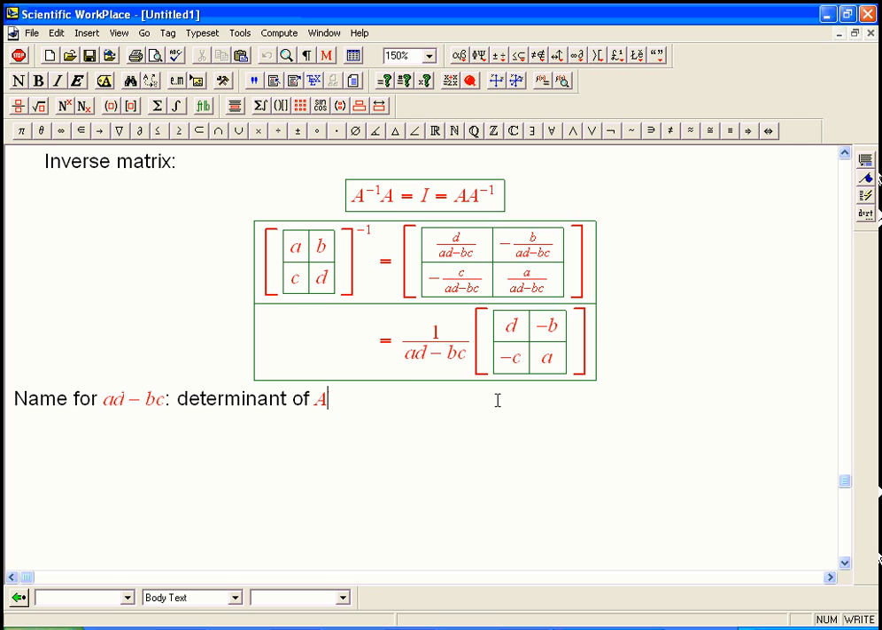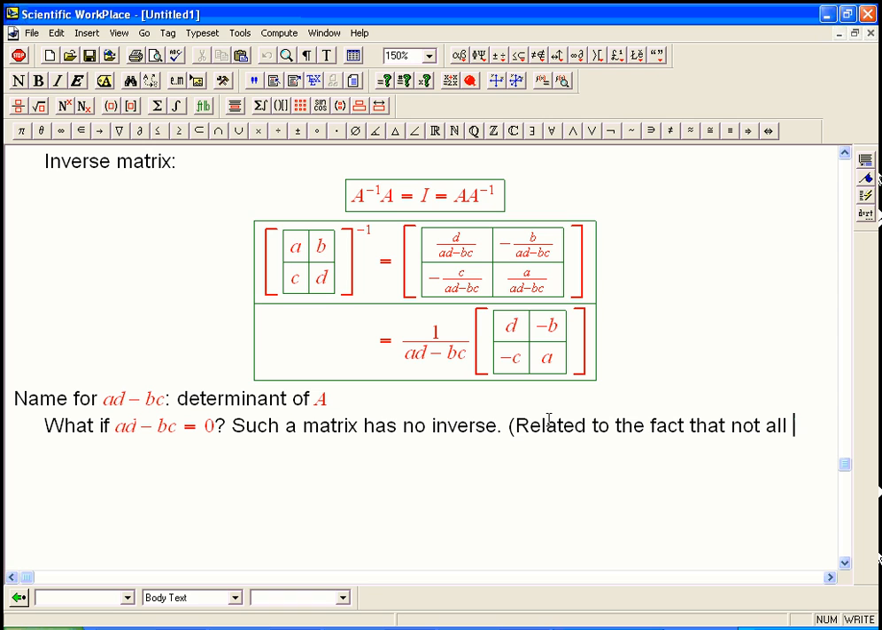One question that suggests is, what if AD minus BC equals 0? Well, in fact, such a matrix has no inverse. There are plenty of matrices that have no inverse, and the reason we could have actually sort of predicted that, it's very closely related, and we'll talk about it, to the fact that not all systems of equations have solutions.